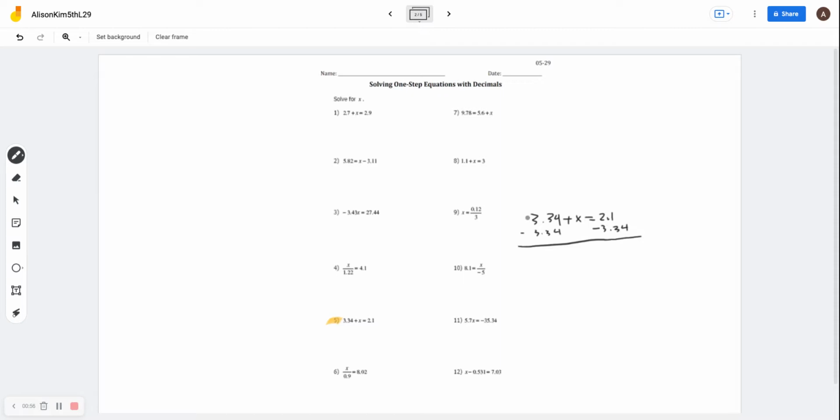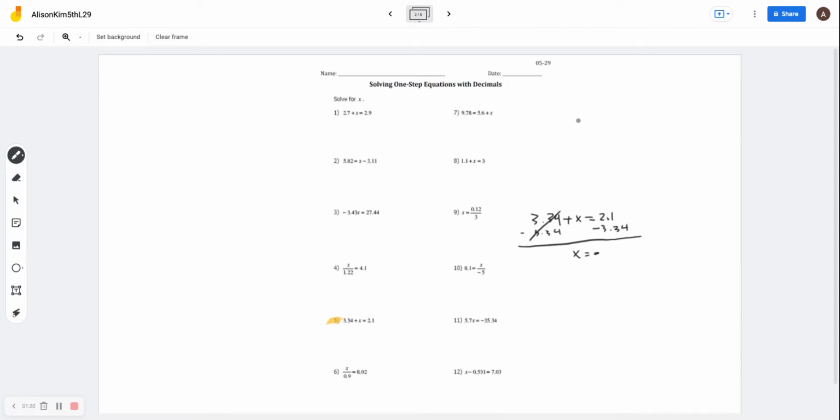And then your 3.34 on the left side will cancel out because that's just 0, and then you bring down the x. Now we see that 2.1 is being subtracted by 3.34, right? And 3.34 is a higher number than 2.1, yet 2.1 is on top of it, right? So that's impossible. So our answer would have to be negative. This negative power will overpower the positive sign in 2.1.